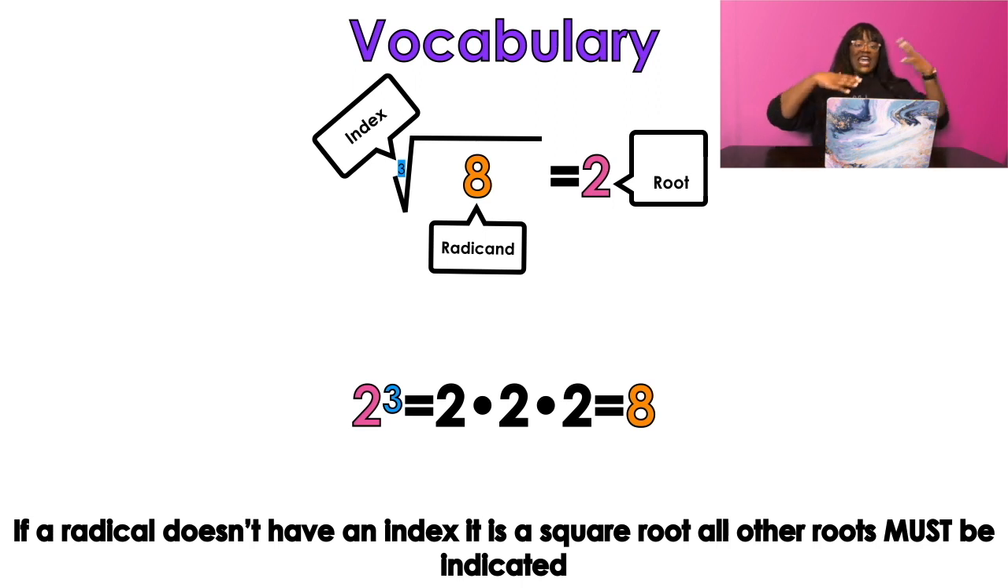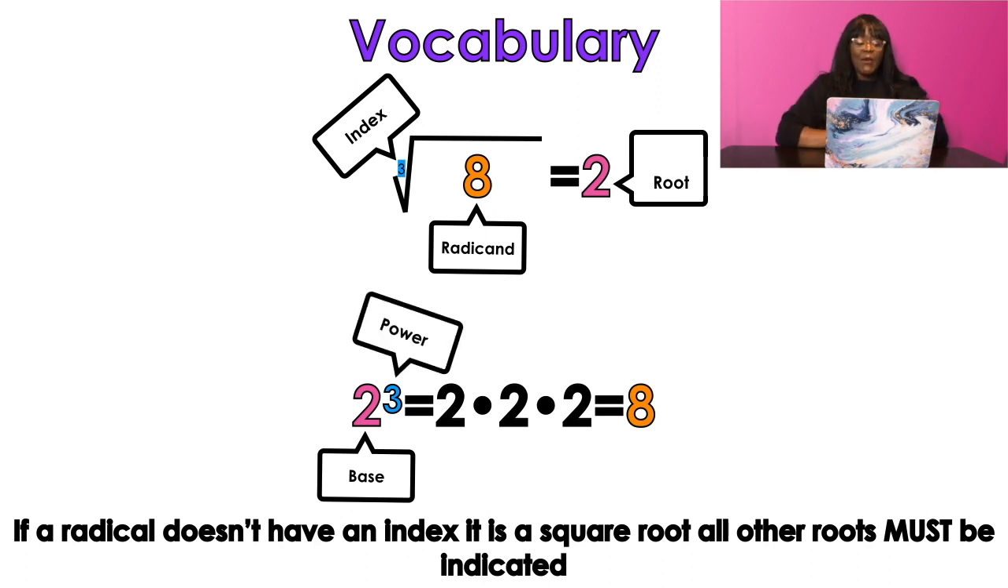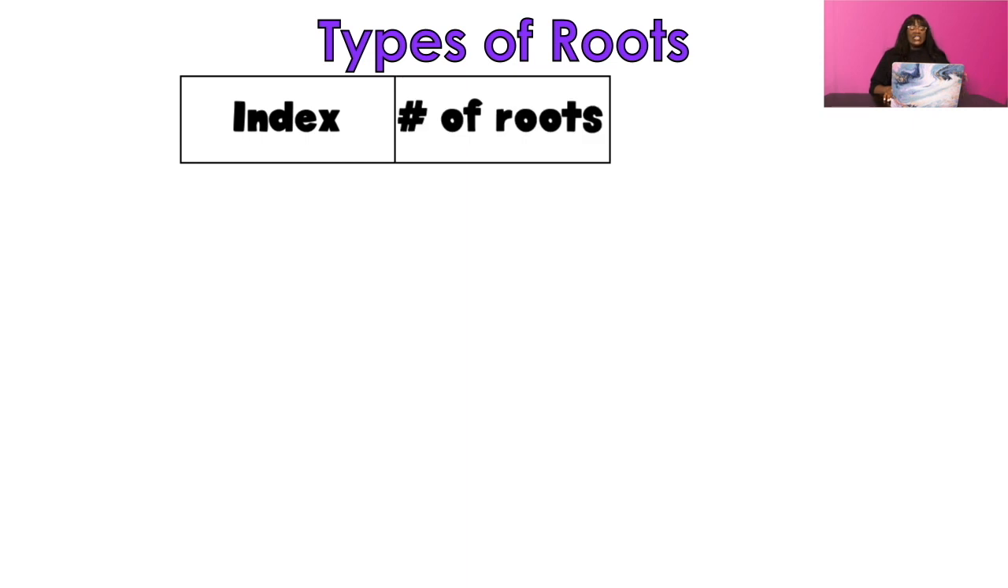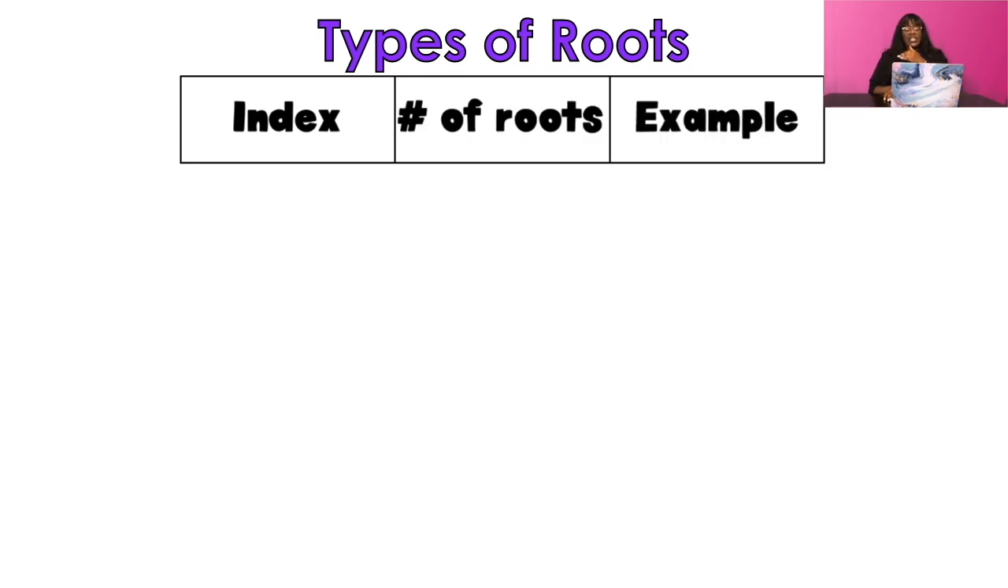Now, I know that the opposite of that is 2 cubed. With 2 cubed, 2 is going to be my base, and the cube is going to be my power or my exponent, okay? So types of roots. I have certain indexes, they have a certain number of roots, and then I'm going to give you an example so that you know what I'm talking about.